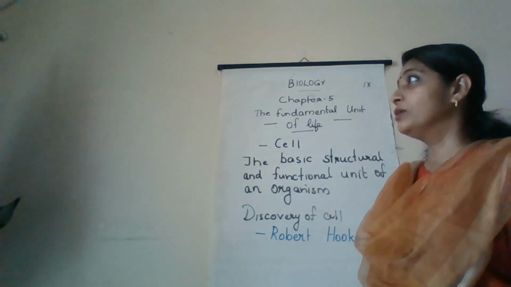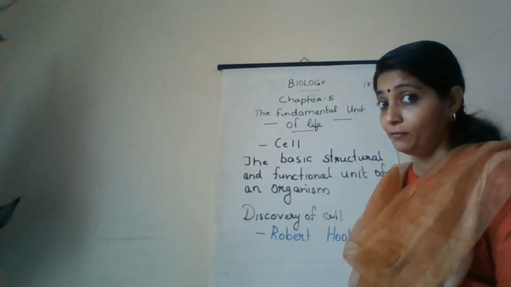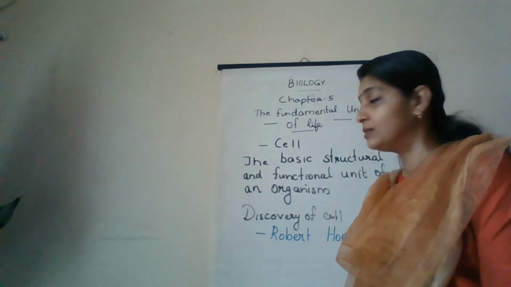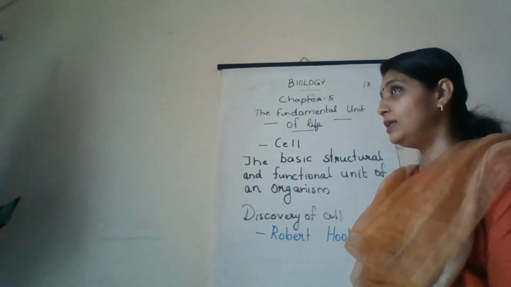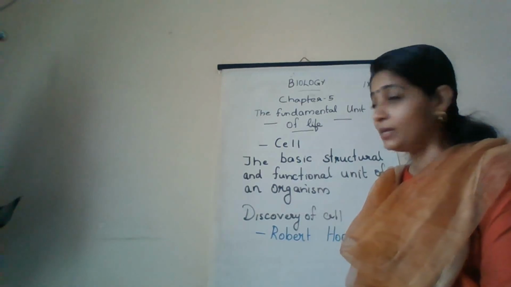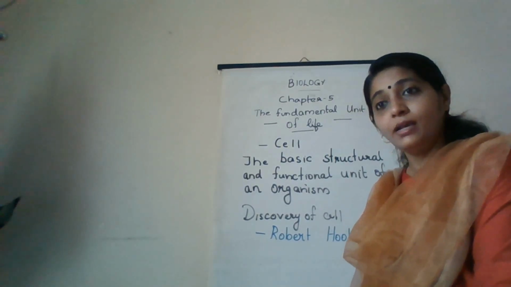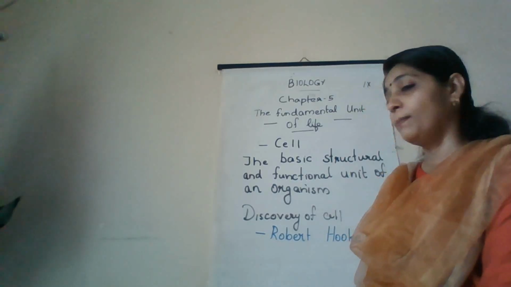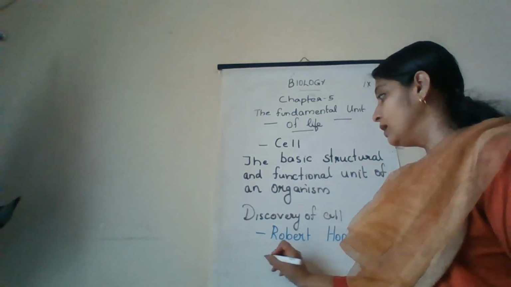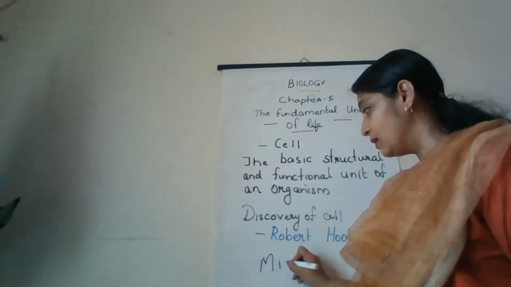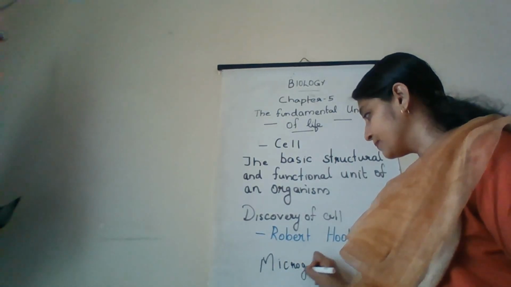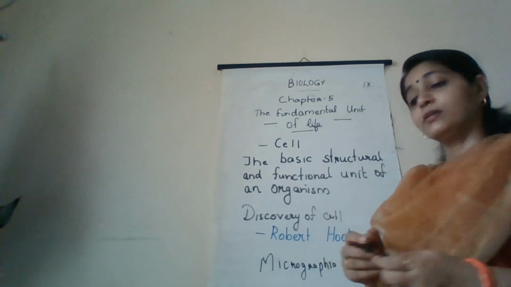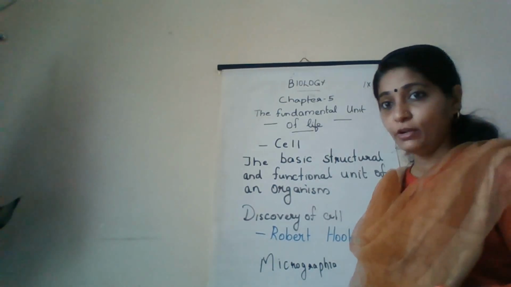So Robert Hooke in 1665 observed the cell and termed it the cell, and later he published his findings in a book called Micrographia. In the book Micrographia, he recorded his findings. That's about the discovery of the cell.